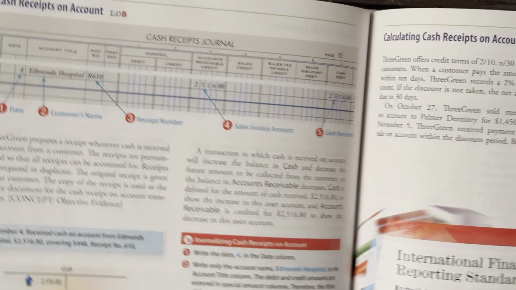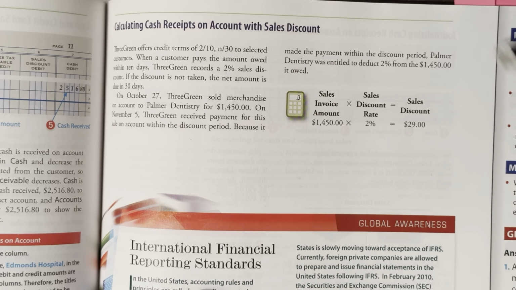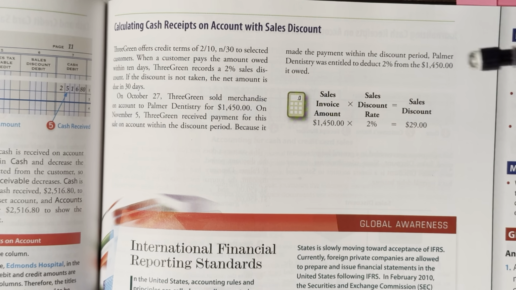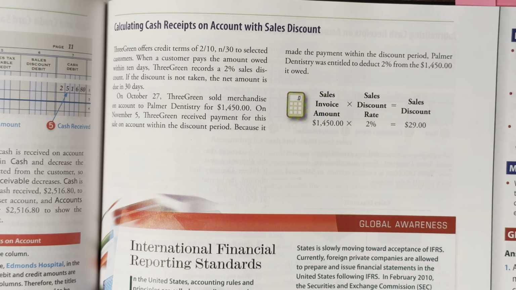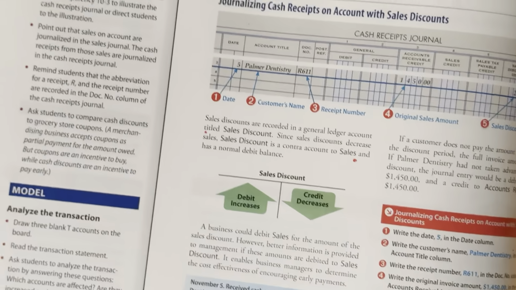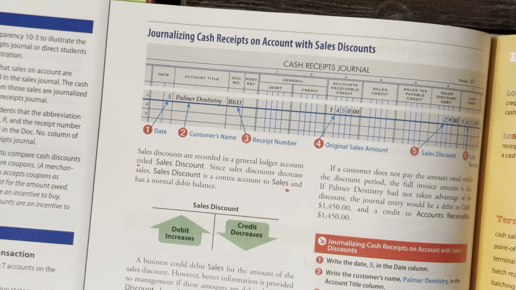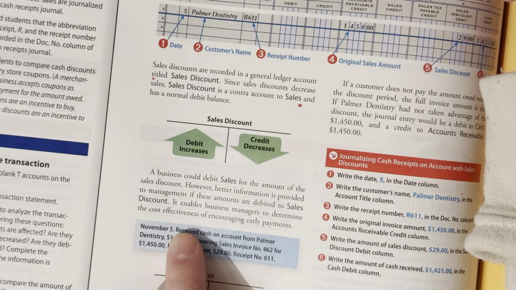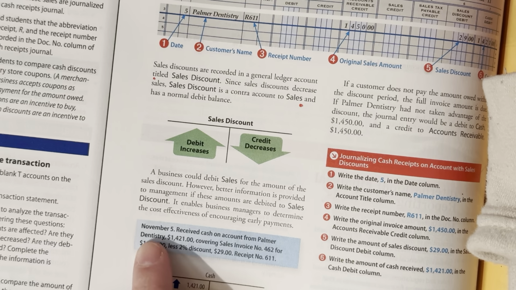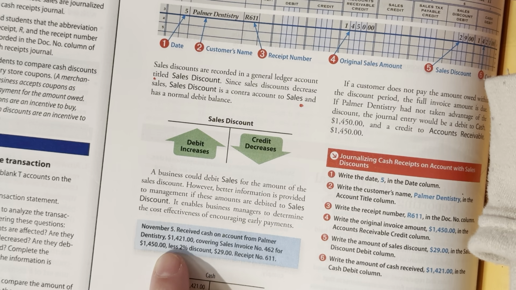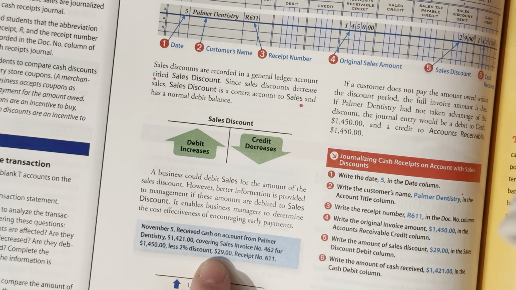Okay? And the next page is about just calculating that sales discount, $210.30. So the invoice total was $1,450. There was a 2% discount if you took it within the first 10 days, and they did. So the sales discount was $29. To record that, we open up this new sales discount. The transaction says received cash on account from Palmer Distributory, $1,421, covering sales invoice number 462 for $1,450, less the 2% discount, $29.